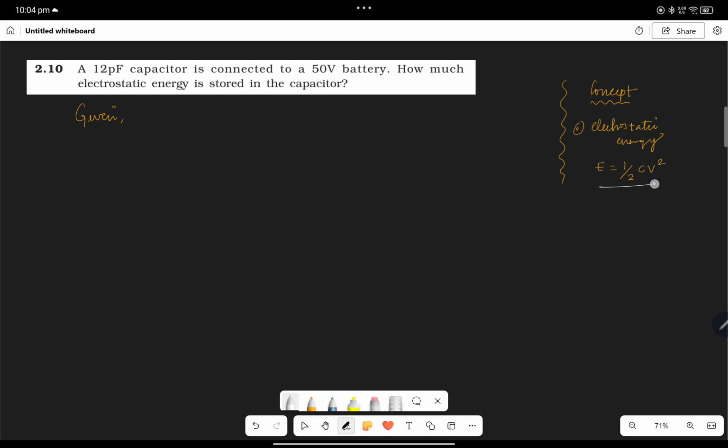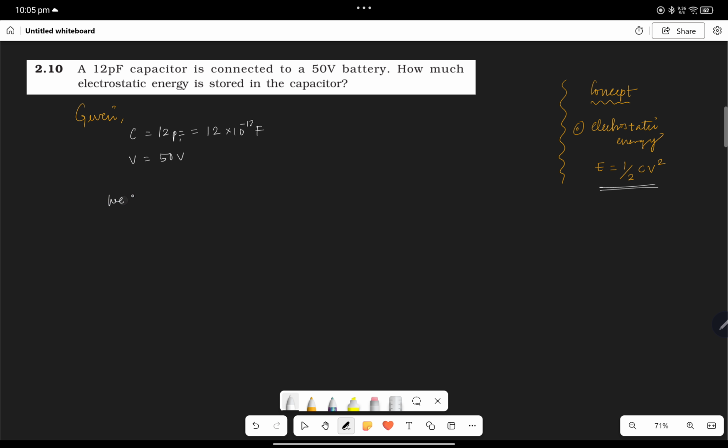So you have to just know the formula that electrostatic energy is equal to 1 by 2 CV square. First of all, write the given: C is equal to 12 picofarad, and in SI unit it is going to be 12 into 10 to the power minus 12 farad, and the capacitor is connected with the voltage source of 50 volt, right? So you have to calculate the electrostatic energy.